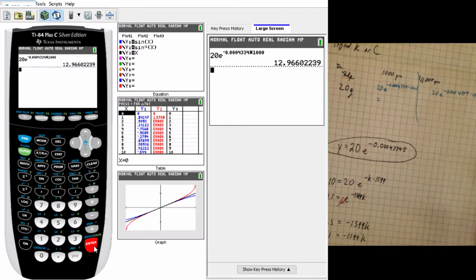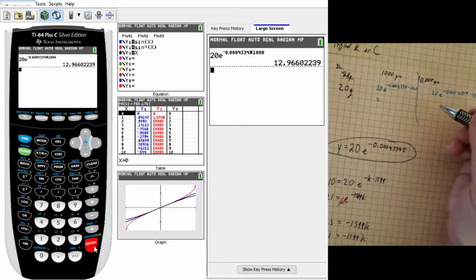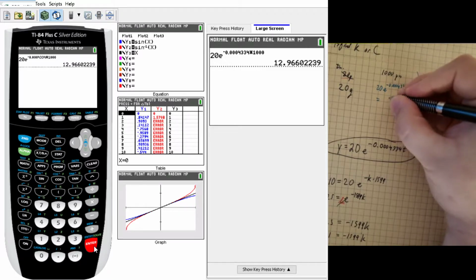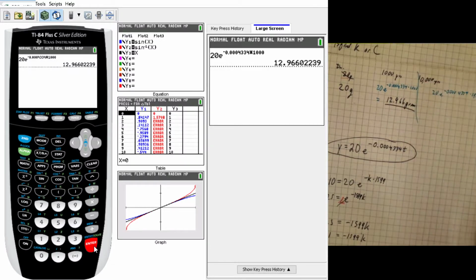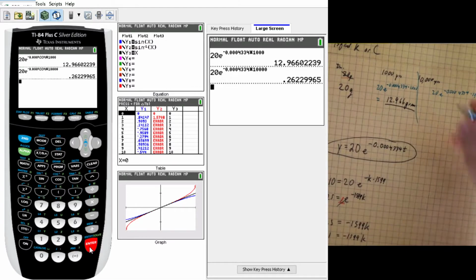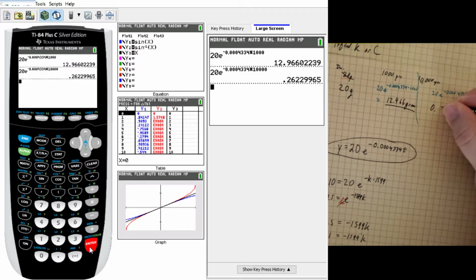That tells me, remember my initial value when I started was 20 grams. Well, after 1,000 years, I will have 12.966 grams. After 10,000 years, I will have 0.2623 grams.